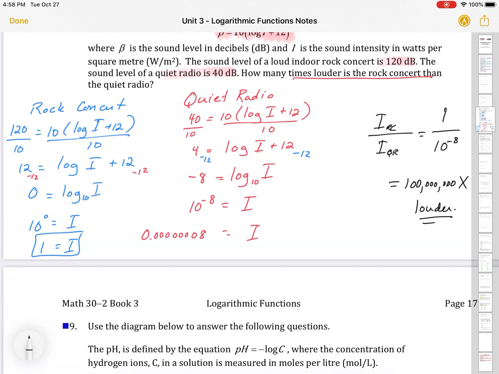So I was just thrown off because the intensity for the rock concert was 1, but it actually works because the quiet radio is so quiet. It's 10 to the negative 8, which is what I used in the equation. And then you just take one and divide it by the other to find out how many times louder.